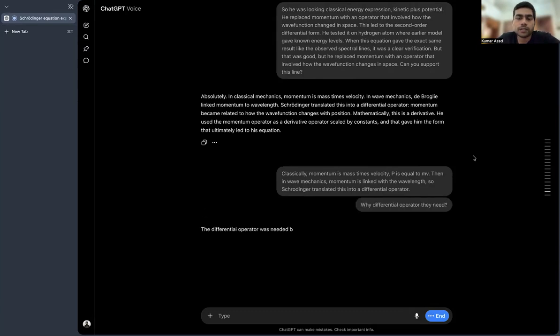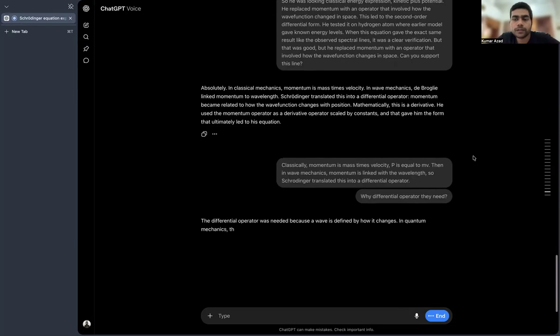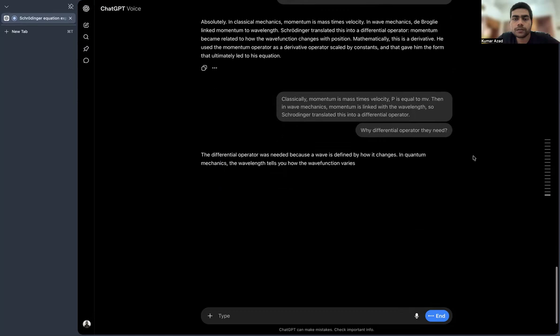The differential operator was needed because a wave is defined by how it changes. In quantum mechanics, the wavelength tells you how the wave function varies in space. By using a derivative, Schrödinger could encode how the wave function's shape, its curvature, relates to the particle's energy and behavior. In short, that's what lets waves describe particles in a meaningful way.